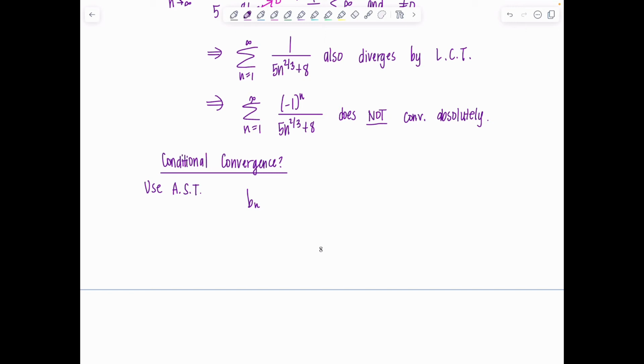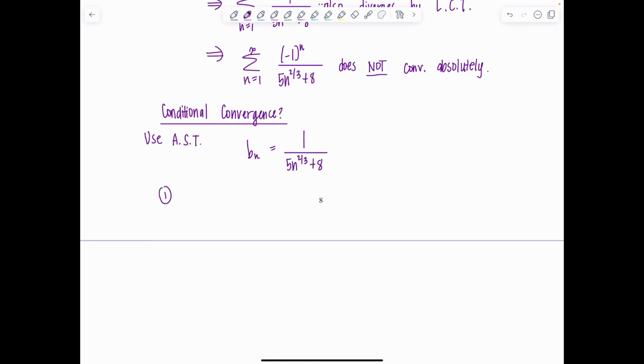And if you remember, BN is your original terms AN just without the alternating part. It's the same as absolute value of AN. So it's 1 over 5n to the 2/3 plus 8. And there's two things I need to check. First, that BN is decreasing. So I'm going to look at BN plus 1. That's 1 over 5 times n plus 1 to the 2/3 plus 8.